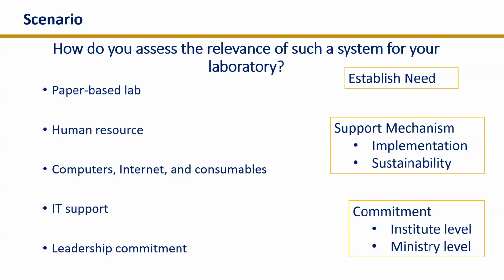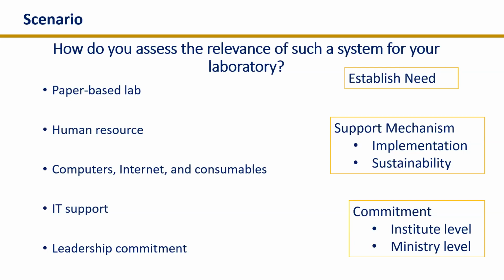So we can talk about three things. First, establish that you need it. So obviously, if you have a paper-based lab, then you need it. Then a support mechanism, and the implementation process and continuity, or how to sustain it. This is both in terms of budget and human resources, computers, internet if you need it, consumables, and IT support as well. And commitment is making sure that the institute is committed, if it is just a hospital, or the ministry level, if it is a nationwide project. Even if it's not a nationwide project, it's important that you get support.